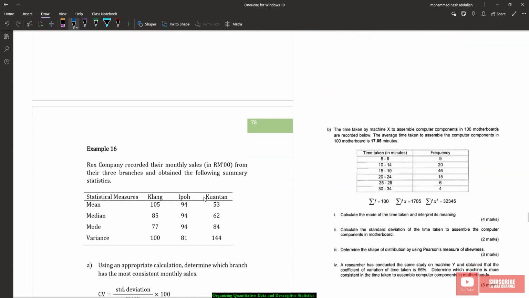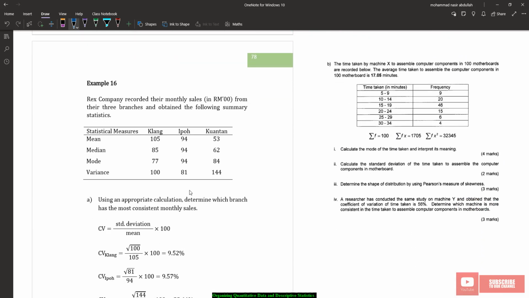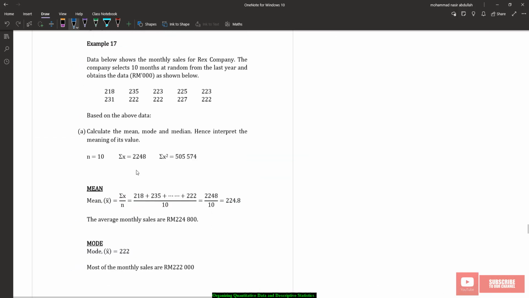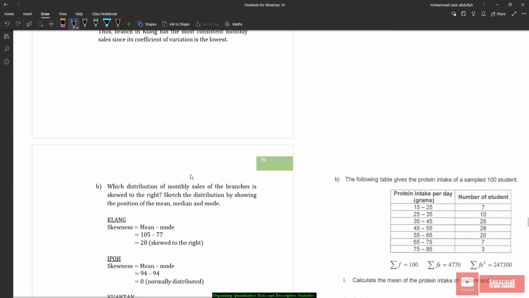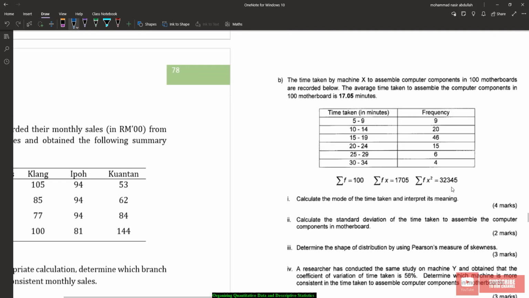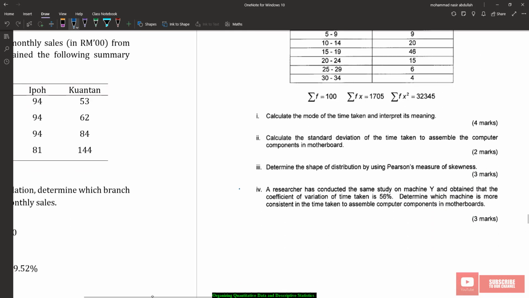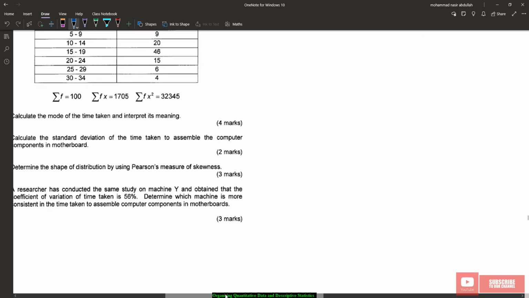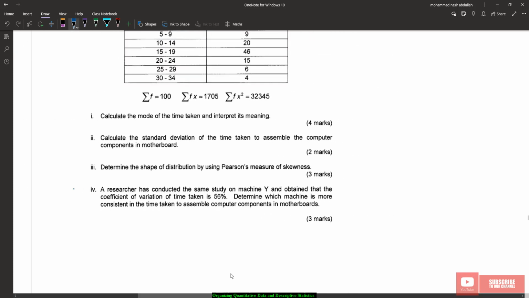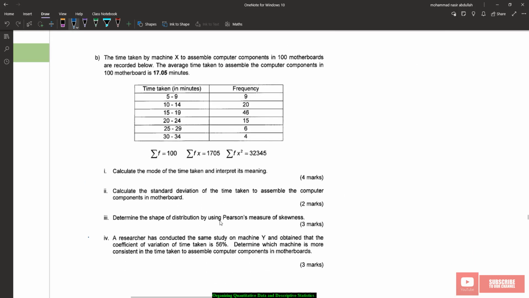Right? So now let's look at an example. You can look at this example on page number 78, but I'm not going to go through it because I already gave you the answer. You can look at it by yourself. Like look at the final exam question. Right, this is an example of a final exam question.